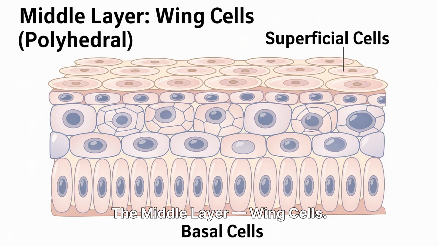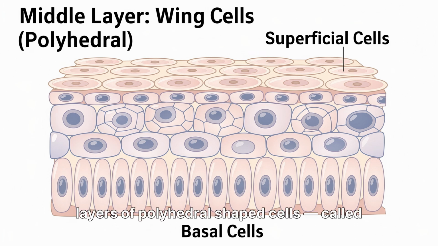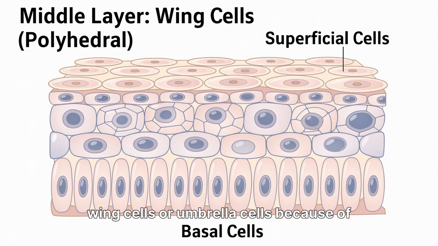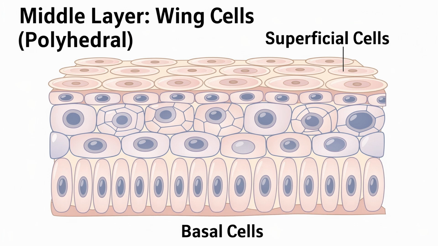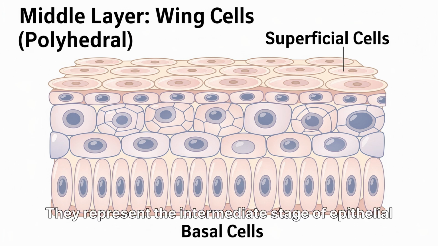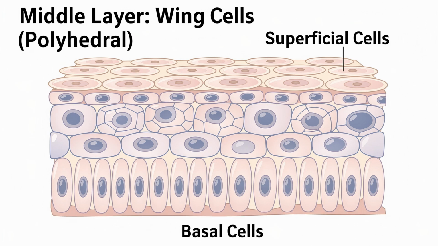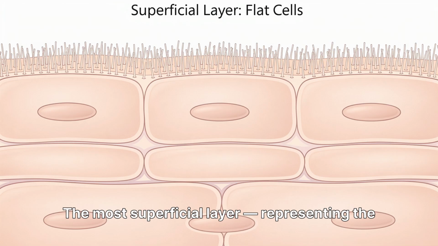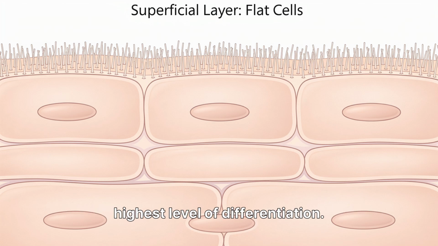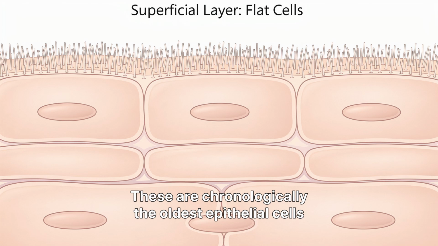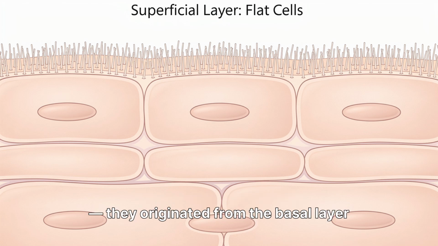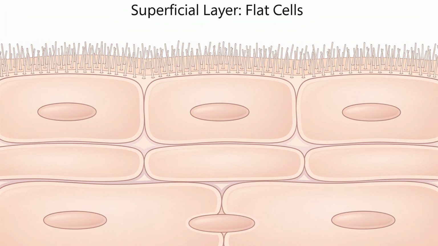The middle layer, wing cells. This layer consists of 2 to 3 layers of polyhedral shaped cells, called wing cells or umbrella cells because of their shape. They represent the intermediate stage of epithelial differentiation. The most superficial layer represents the highest level of differentiation. These are chronologically the oldest epithelial cells. They originated from the basal layer and have migrated all the way to the surface.